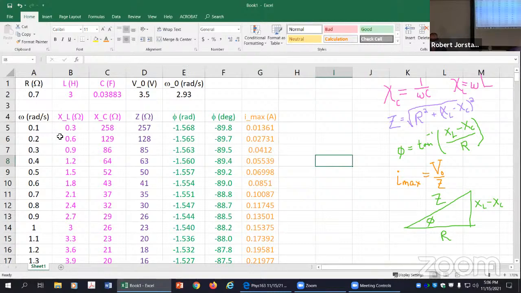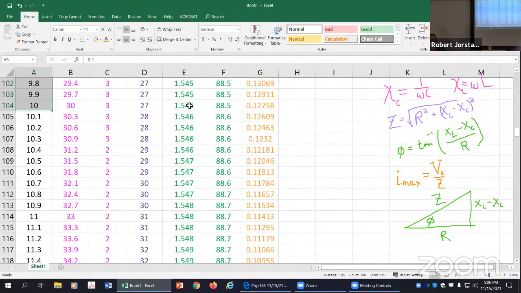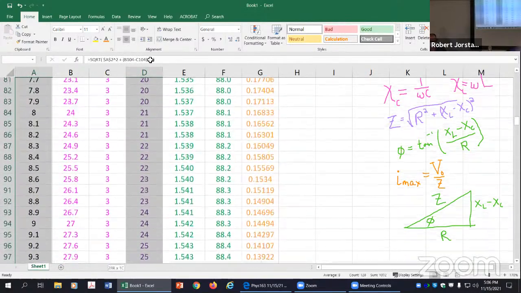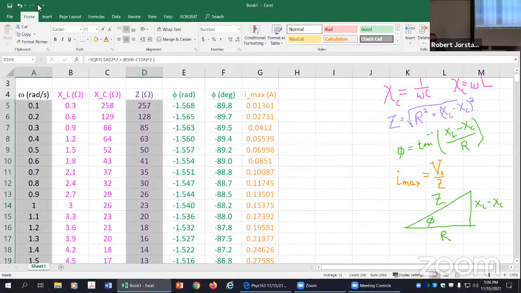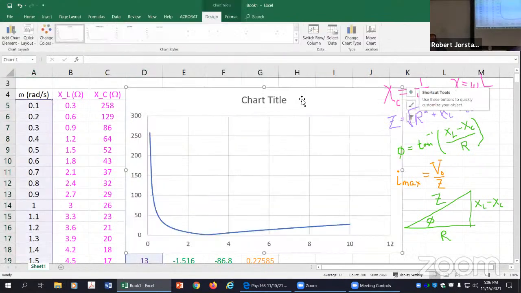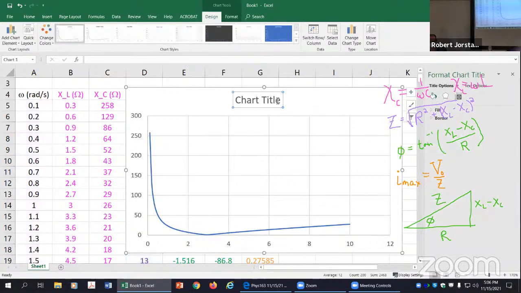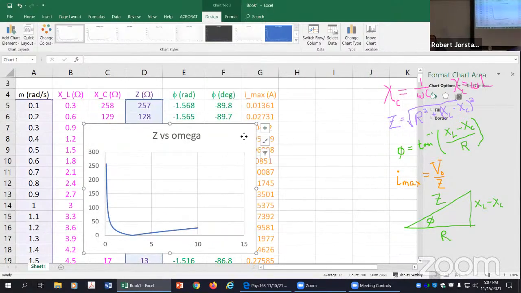Now what we want to do is make these plots. So highlight the omega column down to 10. And then let's get the Z column. Okay, and I'm going to insert this plot. I'm going to do a scatter plot. I'm going to put a title on this: Z versus omega, because I'm lazy. All right. I'm going to make this a little bit small. We can blow it up in a minute.